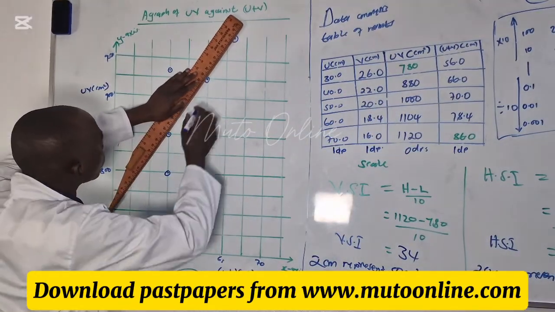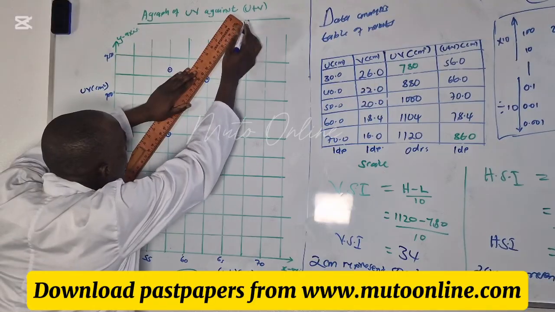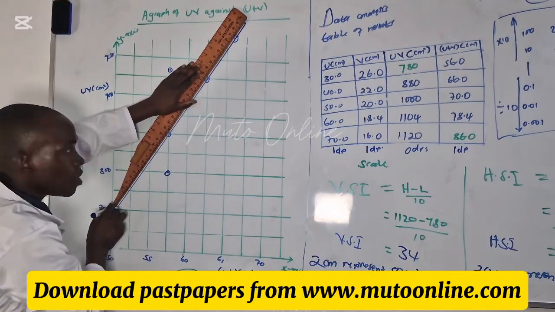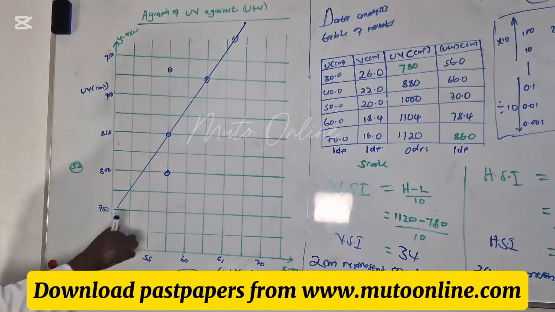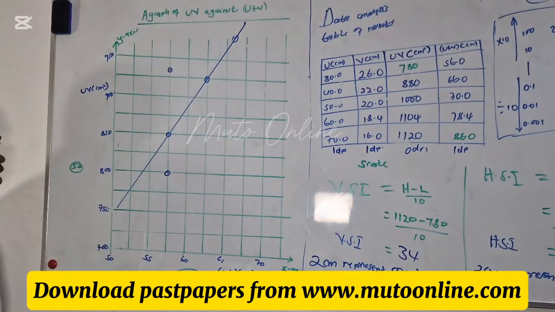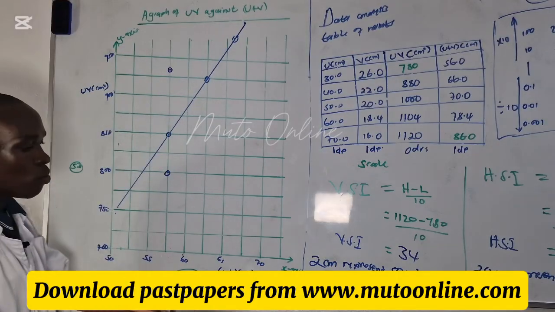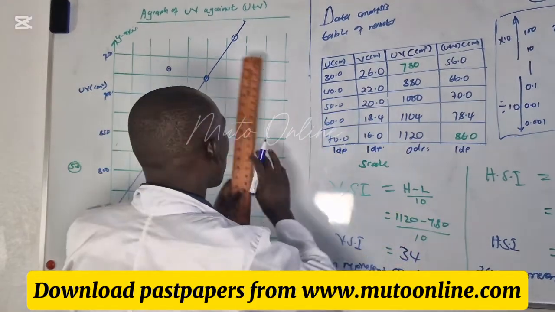So in this, my 3 points are in a straight line. Use a long ruler and join them, extending the line like that. You realize that I've passed through 3 points and then I have left one this side and one up here. Then from there, you now make your slope.